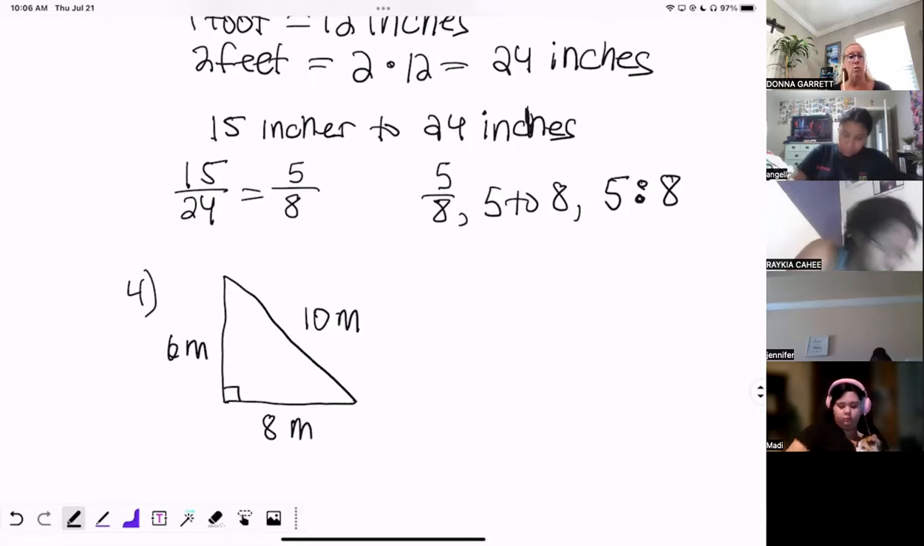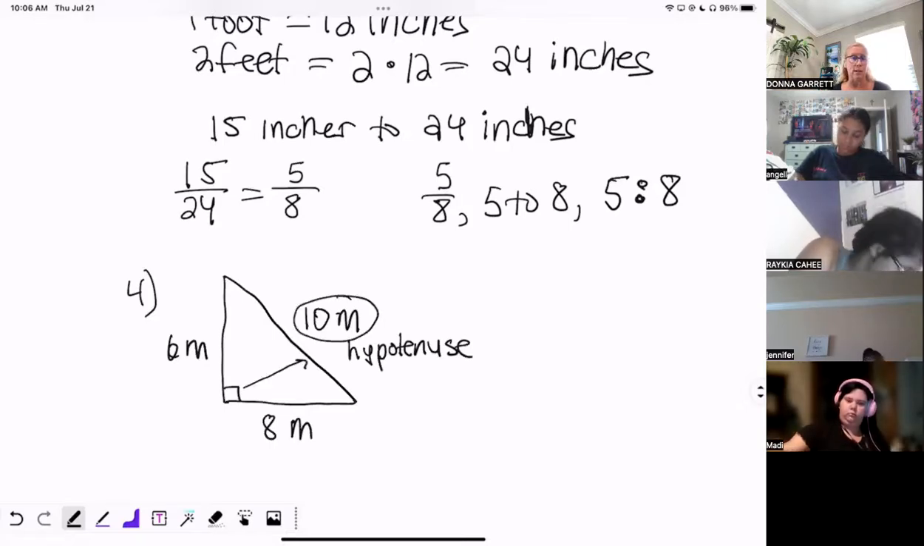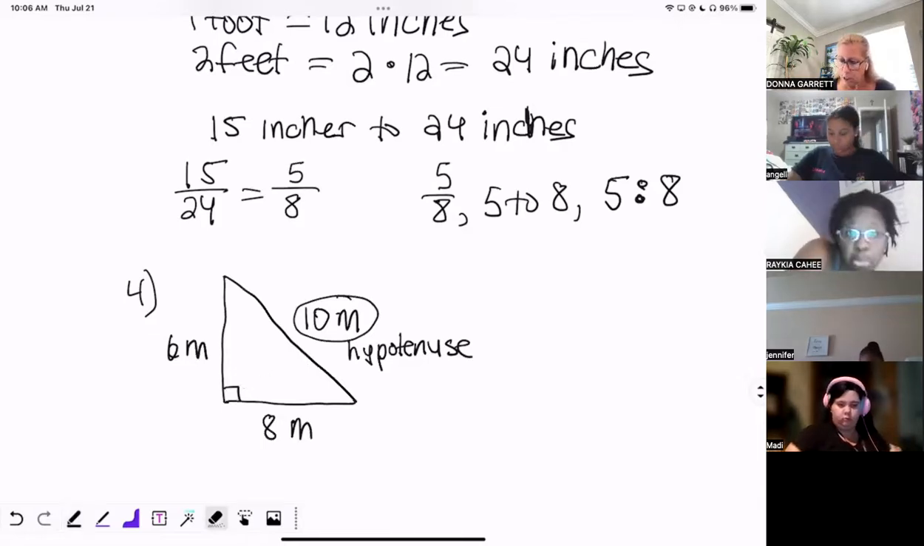Just a little side note, always remember the hypotenuse. This has nothing to do with what we're teaching, but I always use things as a teaching moment. The hypotenuse is the longest side of the triangle, which is always opposite the right angle. So this always has to be the longest side. I can't help but say it.